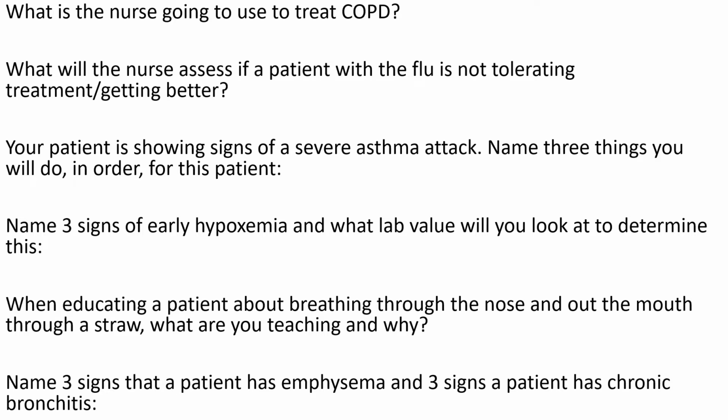Okay, name 3 signs of early hypoxemia and what lab value you will look at to determine this. Hypoxemia will show agitation, restlessness, tachycardia, and tachypnea. That's the mnemonic of RAT. And you are going to assess the PaO2 to determine that your patient is hypoxemic. According to your FA Davis, a PaO2 less than 80 is going to indicate hypoxemia.